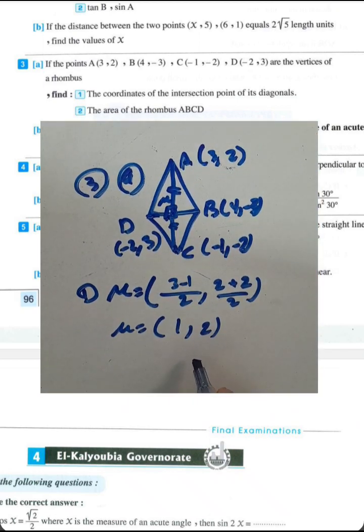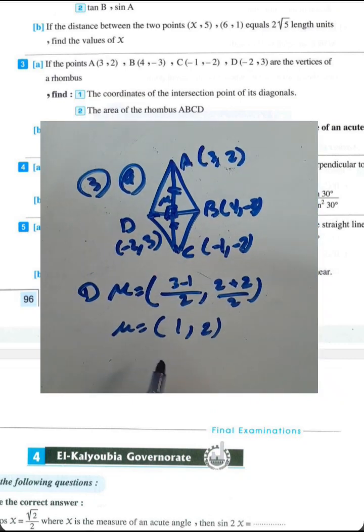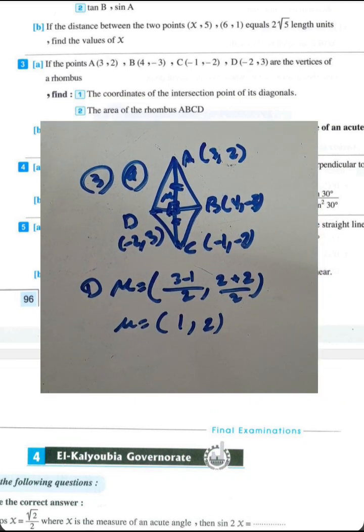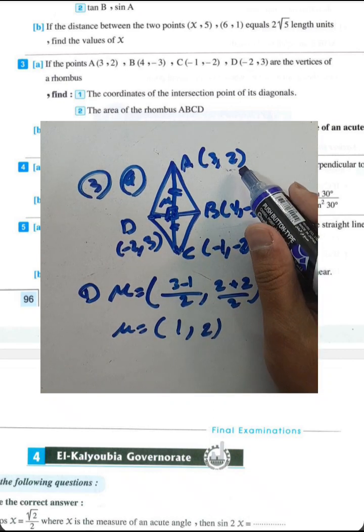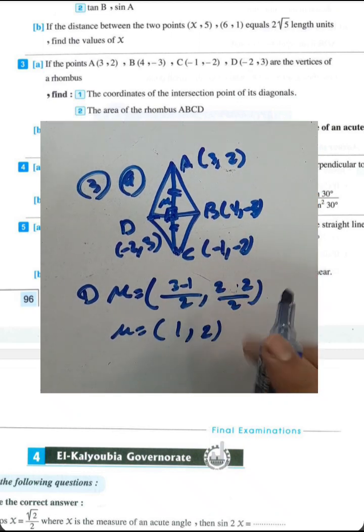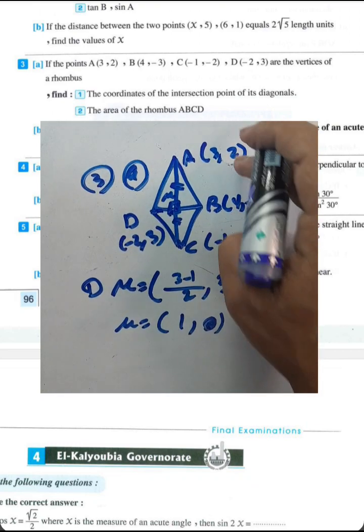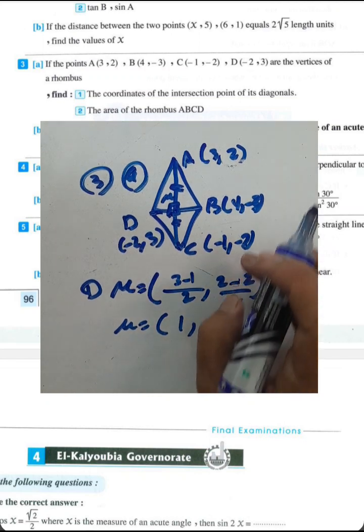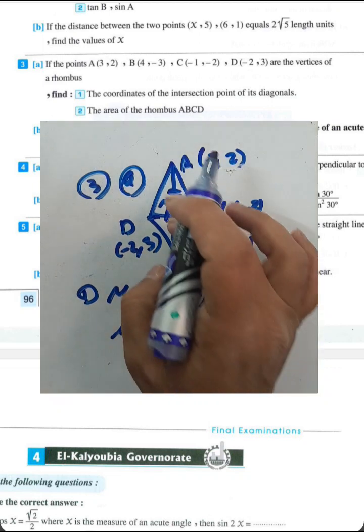Okay, and then we want to find the area of the rhombus. The area of a rhombus will be half times the multiplication of the two diagonals. Then you must find the diagonals. We have here 3 minus 1 over 3 minus 1, 2, 2 divided by 2 is 1 again, and 2 minus 2 will be 0. It's minus, not positive. Okay, 2 minus 2 is 0, 0 divided by 2 equals 0. Then the middle here will be 1 and 0.